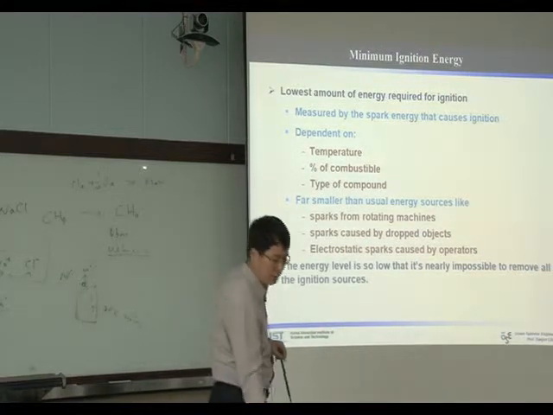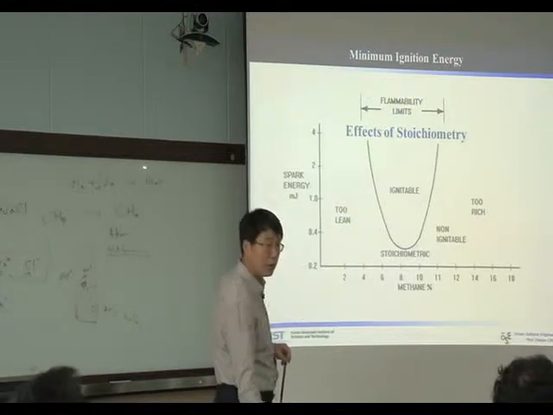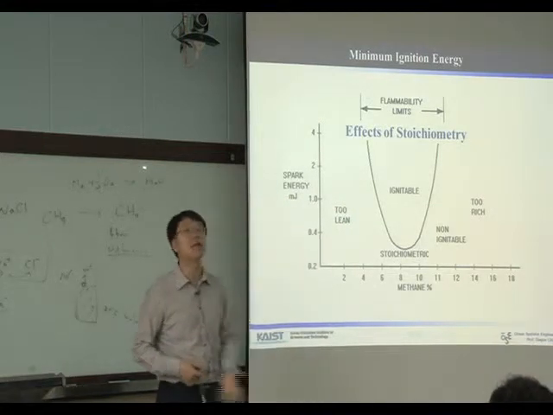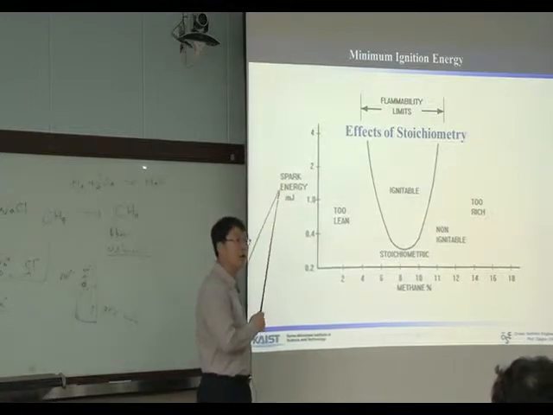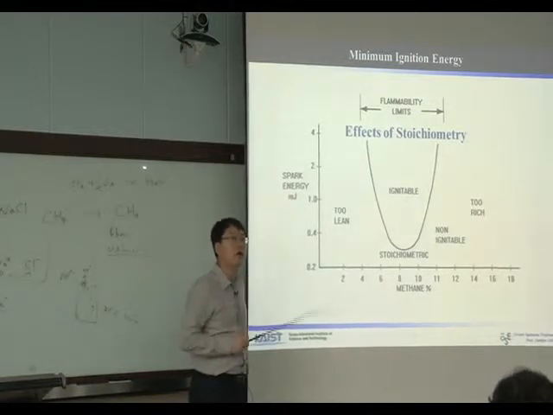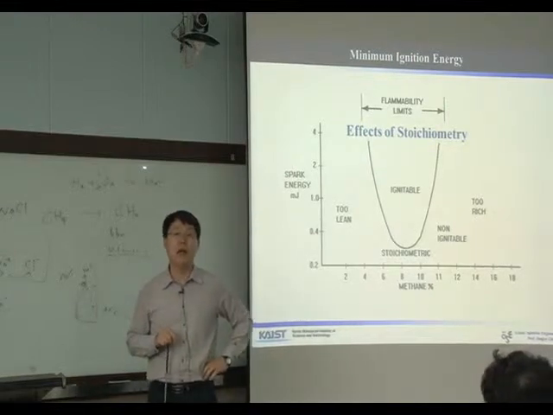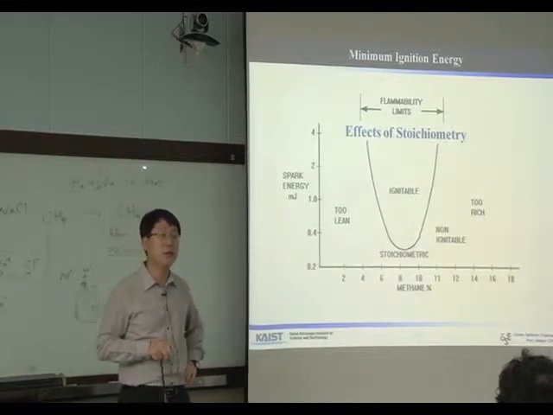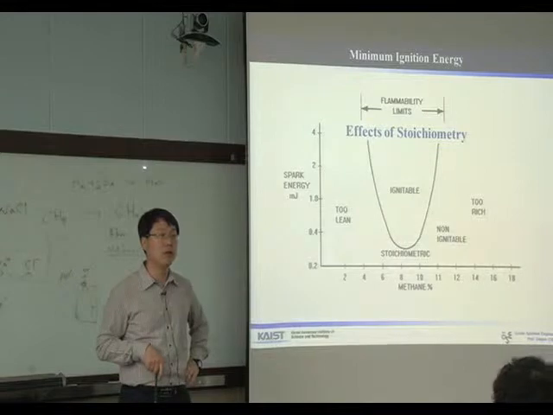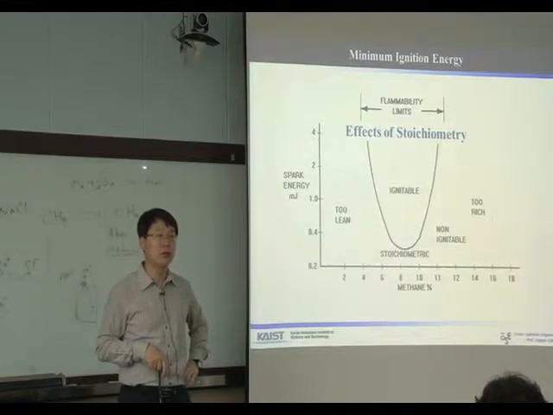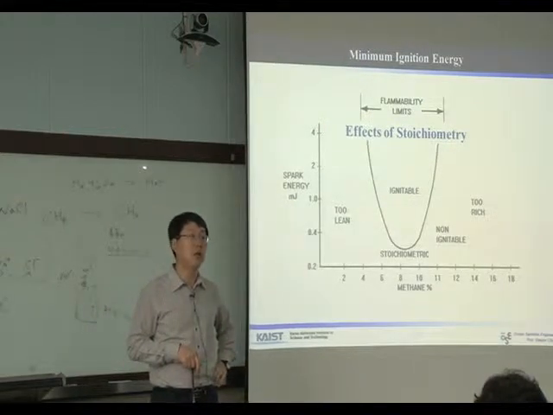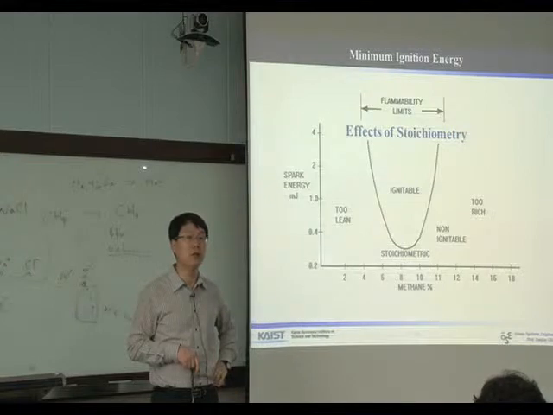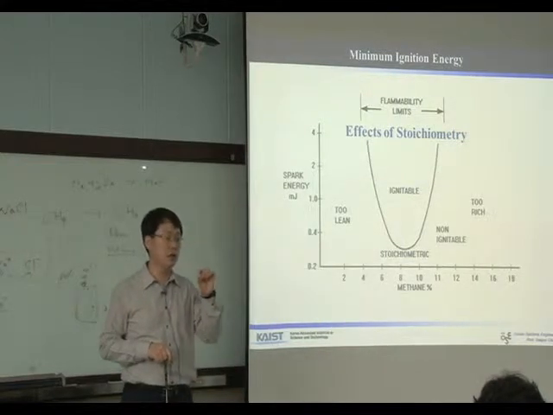But the important thing is this curve. It has some dependence, but take a look at the unit of the energy, minimum energy. It's millijoule. What is millijoule? 1/1000th of a joule, 0.001 joule. Okay, so it's very small.